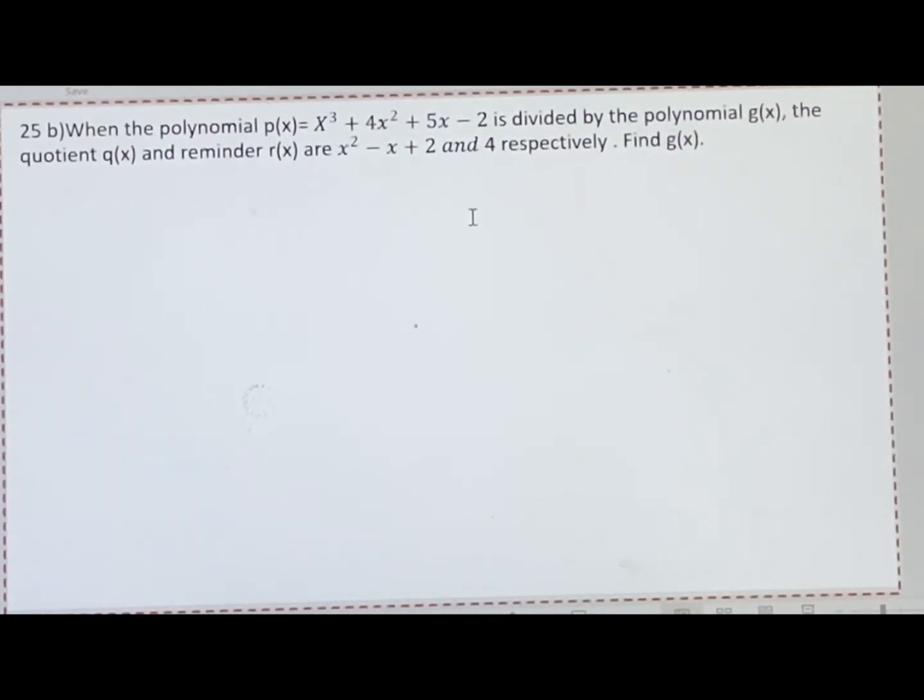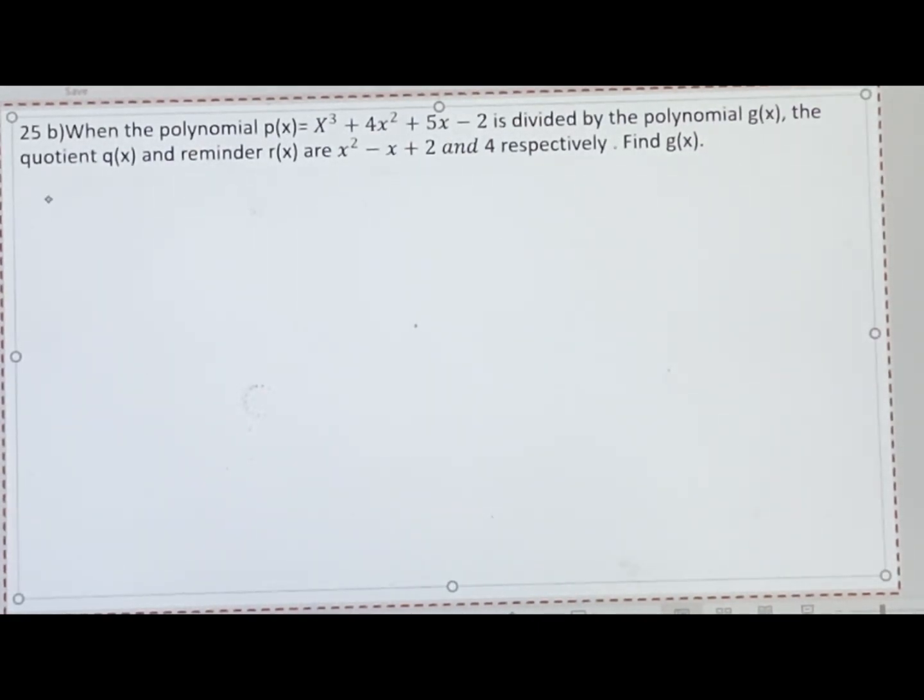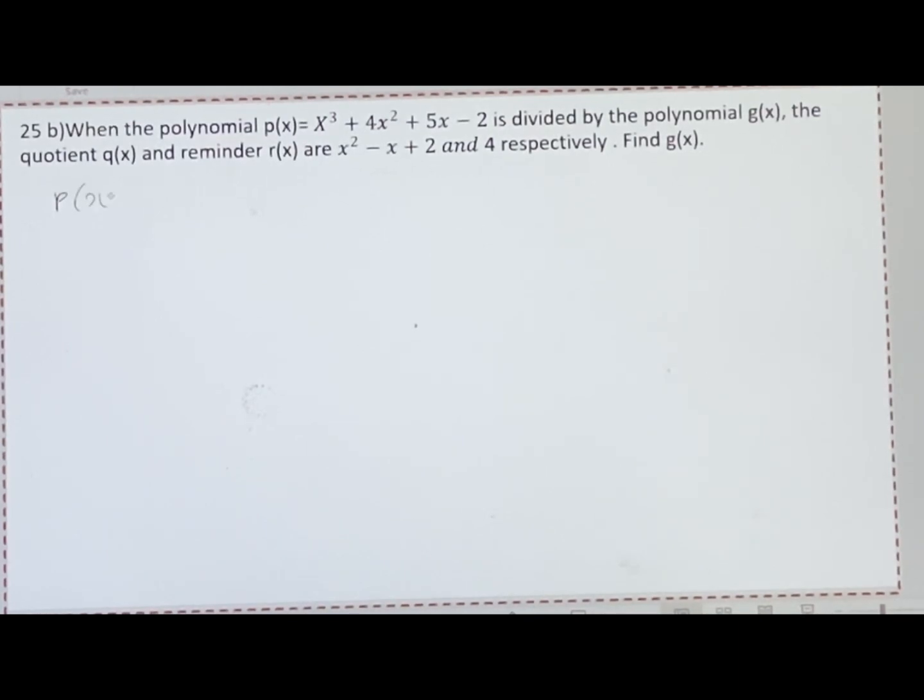So now we know that, okay, they have given p of x here, they have given r of x here, and q of x. They asked us to find the g of x. So now from where do we start? Okay, so here I'll just write what they have given. So they have given p of x. p of x is nothing but x cube plus 4x square plus 5x minus 2.